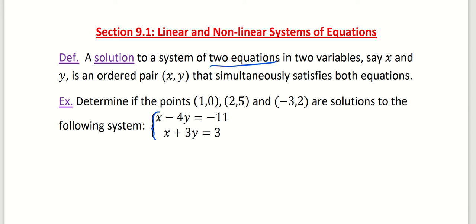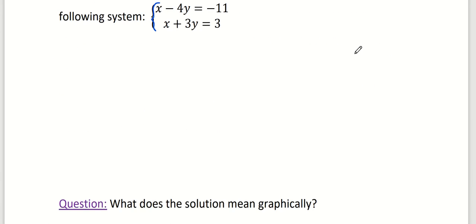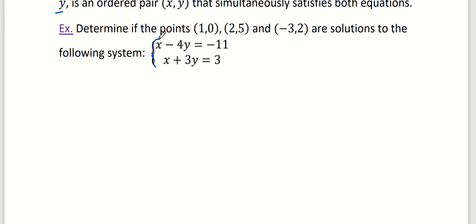And notice that in either one of the equations that we have, we're working with two variables. In this case, the x and the y variable. So to have a solution to the system, what we need is for an ordered pair to satisfy both equations at the same time. For example, with the given system, x minus 4y equals negative 11, and x plus 3y equals 3, let's check to see whether the ordered pair (1, 0) is a solution to that system.